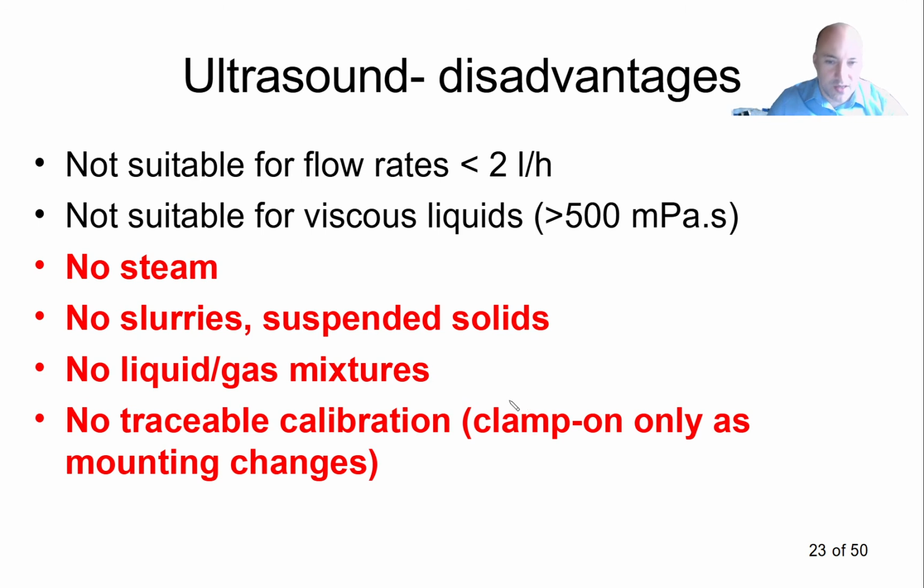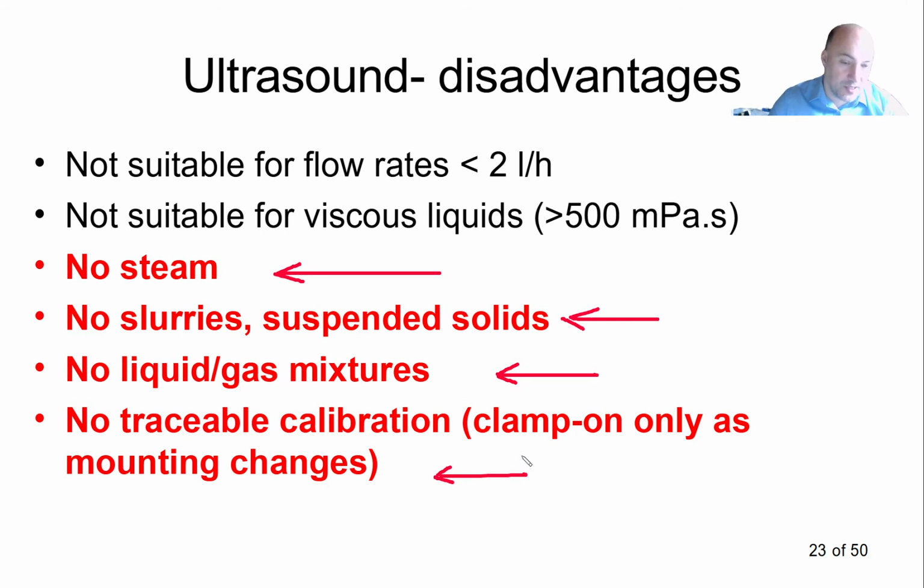Of course, it will have some disadvantages. It is not suitable for small flow rates. It's not suitable for very viscous liquids. We can see that it does not measure steam. We cannot use it if we have some mixture of liquid and a solid. We cannot use it if we have some mixture of gas and liquid. And for the clamp-on system, we have no traceable calibration.